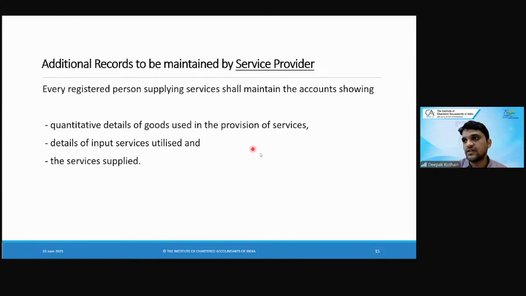From whom I've taken service? What is his GST number? What is the nature of service? That details I have to maintain. That is point number 2, details of input services utilized for providing my output service.